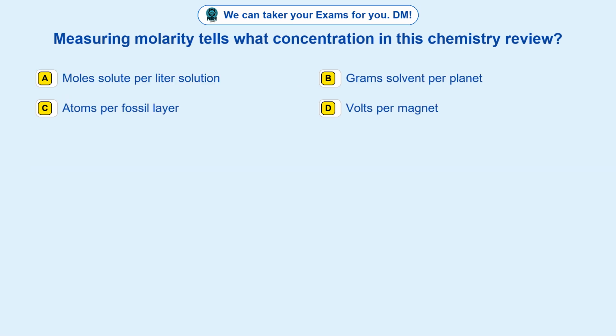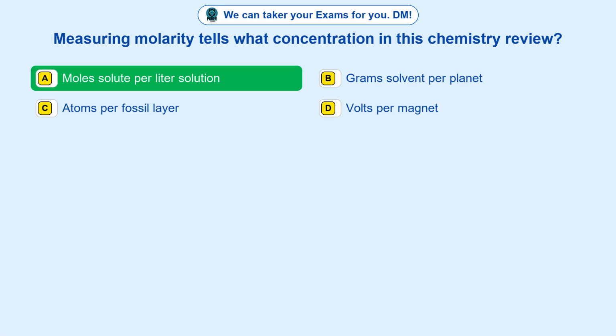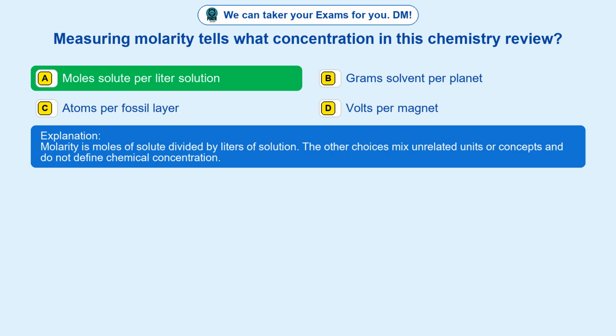Question 45. Measuring molarity tells what concentration in this chemistry review? Option A, moles solute per liter solution. Option B, grams solvent per planet. Option C, atoms per fossil layer. Option D, volts per magnet. The correct answer is option A, moles solute per liter solution. Molarity is moles of solute divided by liters of solution. The other choices mix unrelated units or concepts and do not define chemical concentration.